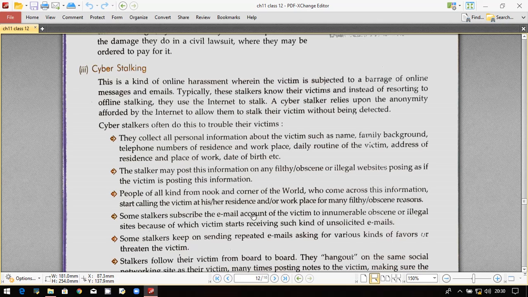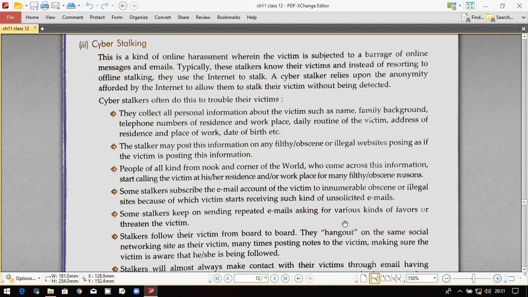Some stalkers subscribe the email account of the victim to innumerable options or illegal sites, because of which victims start receiving such kind of unsolicited emails. So what they are doing, they are getting their email IDs and password, and they are just signing in onto different websites, which may not be the interest of the victim. So continuously these types of mails will start coming onto his mail server, and he may feel like, why am I getting all these messages? So he will be troubled in that case. So this type of activity also comes under stalking.